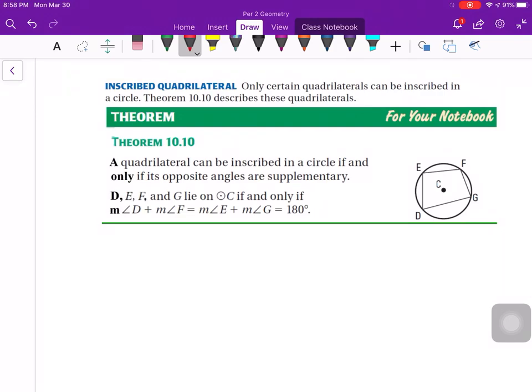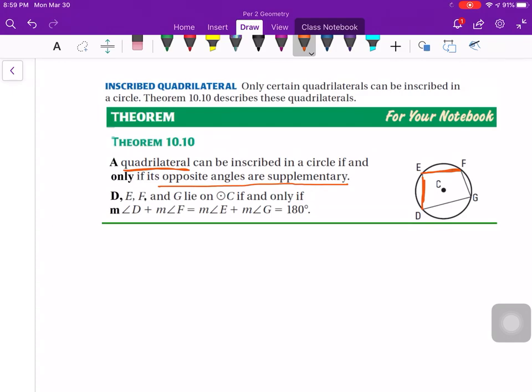The other polygon that we're going to talk about being inscribed is a quadrilateral. If you have an inscribed quadrilateral, 4 sides, then the opposite angles are supplementary. Supplementary means that they add up to 180. And that's because the two arcs combined for the opposite angles will give you the full circle.